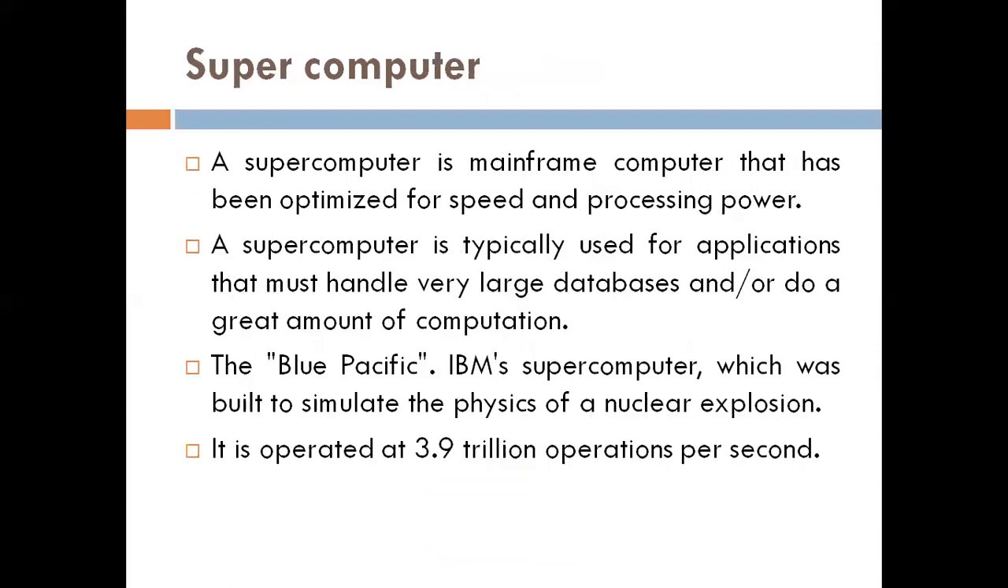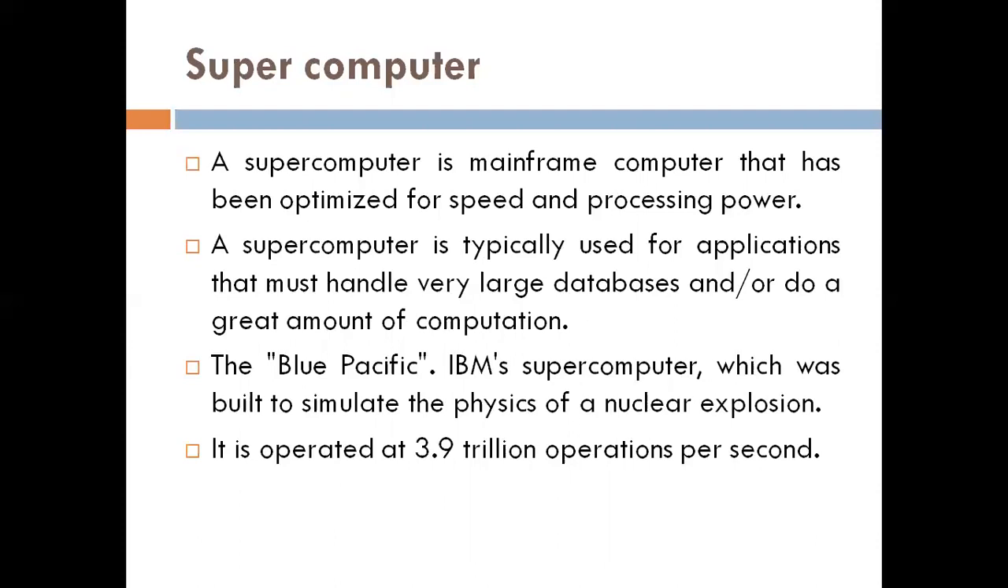The last type is the supercomputer. It is the most powerful computer compared to all others. A supercomputer is a mainframe computer which has been optimized for speed and processing power. So it is used for high speed and high processing power. A supercomputer is used for applications which must handle very large databases or a great amount of computations.